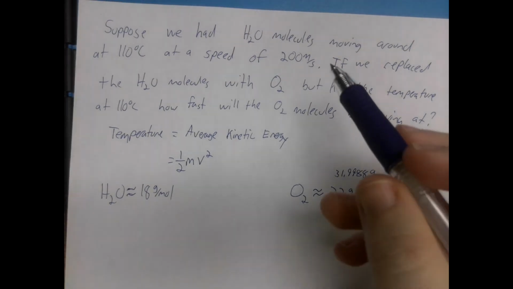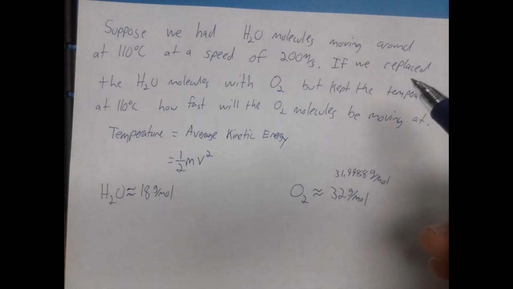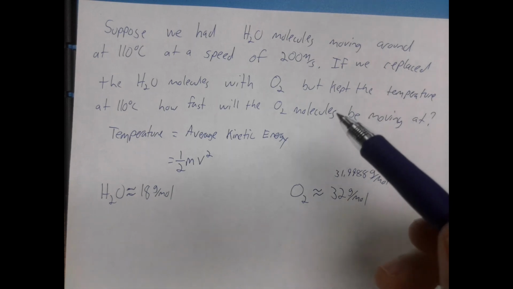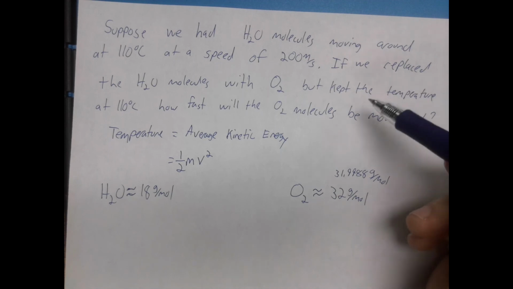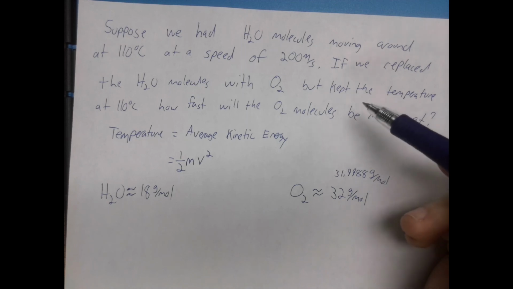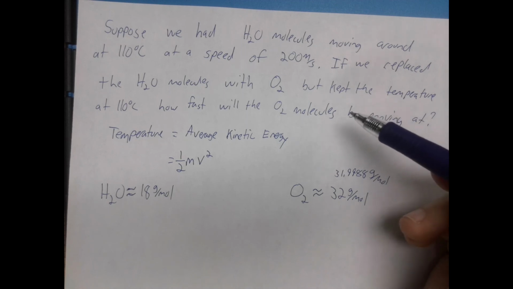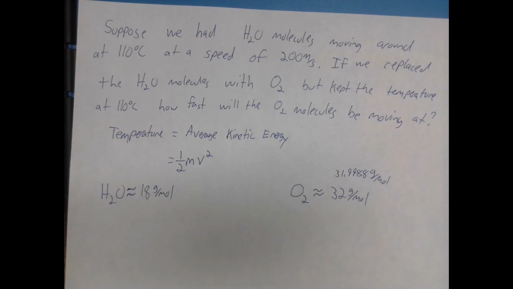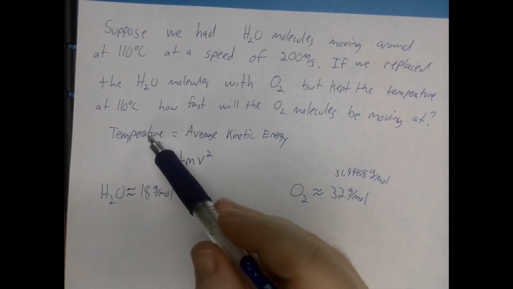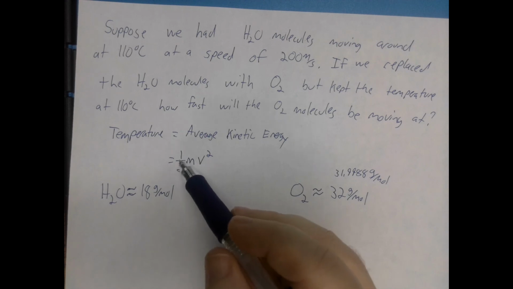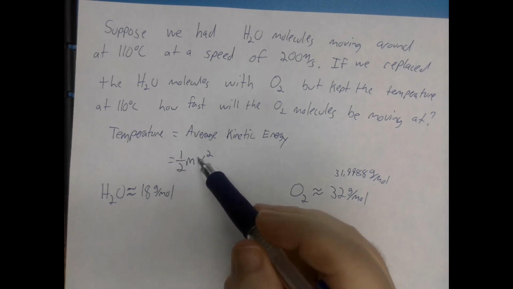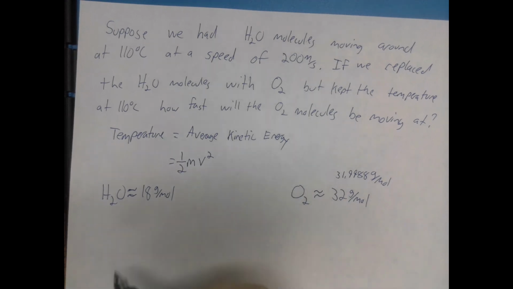So suppose we had H2O molecules moving at around 110 degrees Celsius at a speed of 200 meters per second. If we replace the H2O molecules with O2, but keep the temperature at 110 degrees Celsius, so the temperature doesn't change, how fast will the O2 molecules be moving? Temperature is equal to average kinetic energy. The equation for kinetic energy is 1/2 times mass times velocity squared.